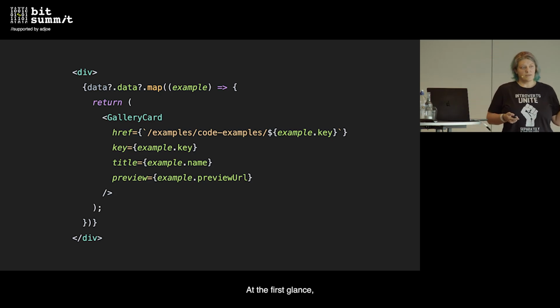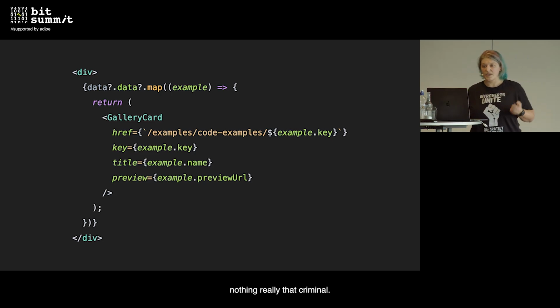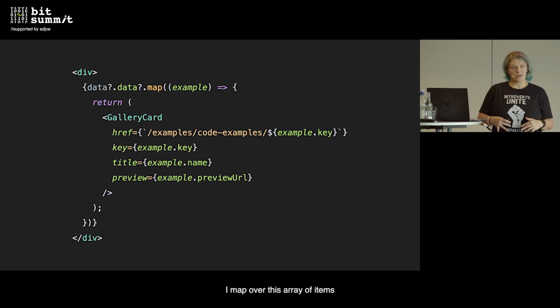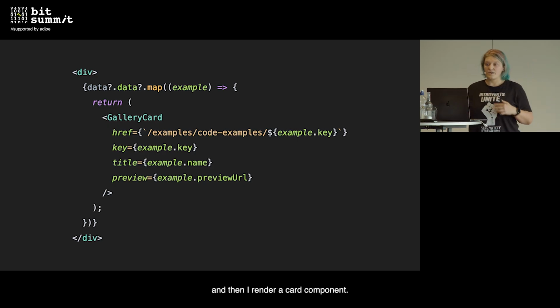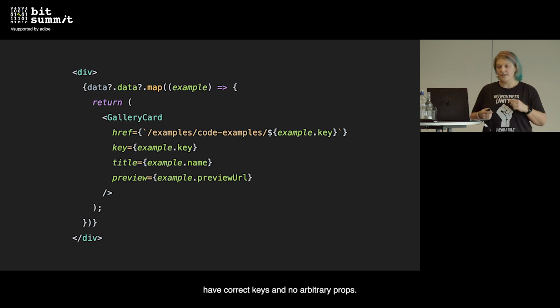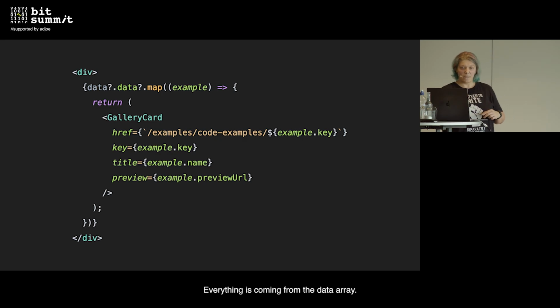At the first glance, nothing really that criminal. So I have an array of items. I map over this array of items, and then I render a card component. I even have correct keys and no arbitrary props. Everything is coming from the data array. So we need to investigate further.